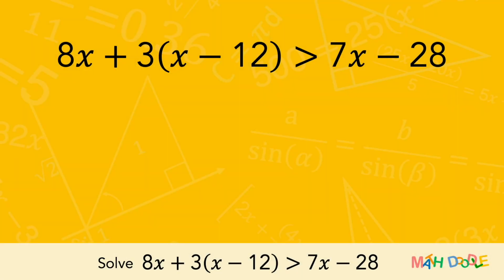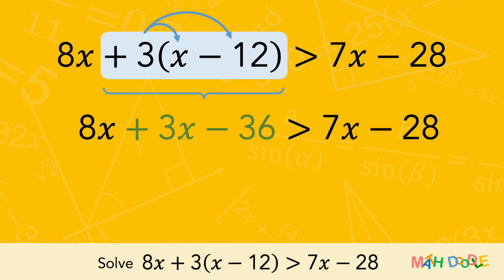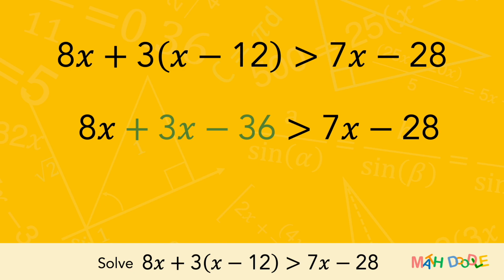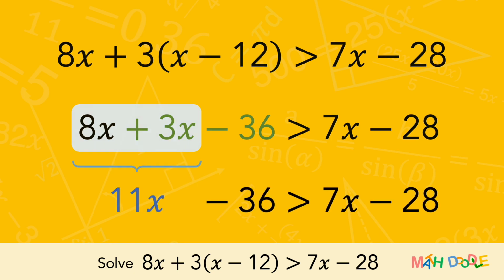To solve this inequality, let's first remove the parentheses by multiplying the terms inside the parentheses by the term outside. 3 times x minus 12 is 3x minus 36. Then, let's combine like terms. In other words, we are going to combine the terms with x on the left side of the inequality. 8x plus 3x is 11x.